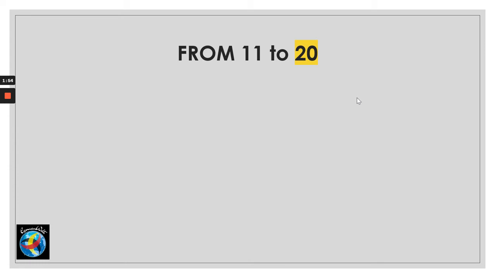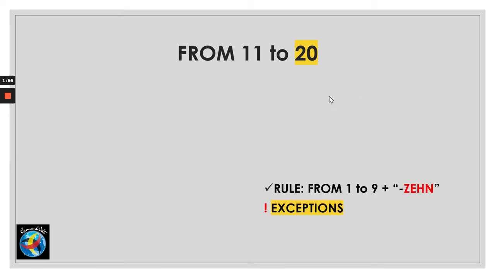Just like in English, there is a rule. Like in English, you have the number plus the ending teen, for example, 14. Also in German, there is a rule. You have the numbers 1 to 9 and the ending 10. But just like in English, there are a couple of exceptions we are looking at. The first one is the number 11, which is elf in German. And the second one is the number 12, zwölf.